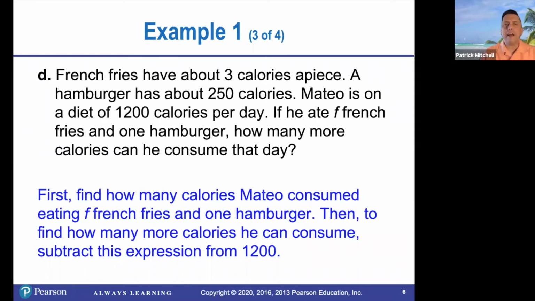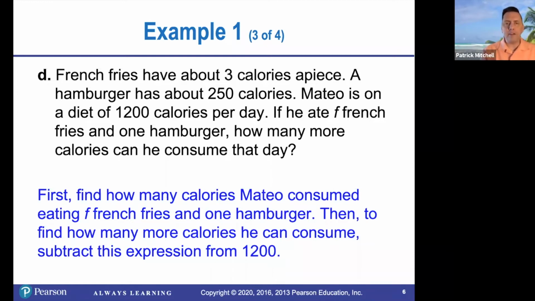Next, French fries have about 3 calories apiece. A hamburger has about 250 calories. Mateo is on a diet of 1,200 calories per day. If he ate F French fries and 1 hamburger, how many more calories can he consume that day? First we want to find how many calories Mateo consumed eating F French fries and 1 hamburger. Then to find how many more calories he can consume, we'll subtract that expression from 1200.